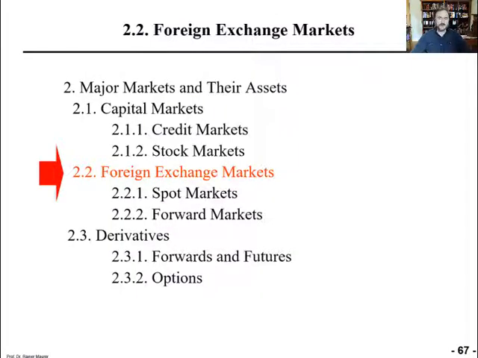In this lesson I will talk about foreign exchange markets and the major factors that influence the exchange rates between different currency areas.